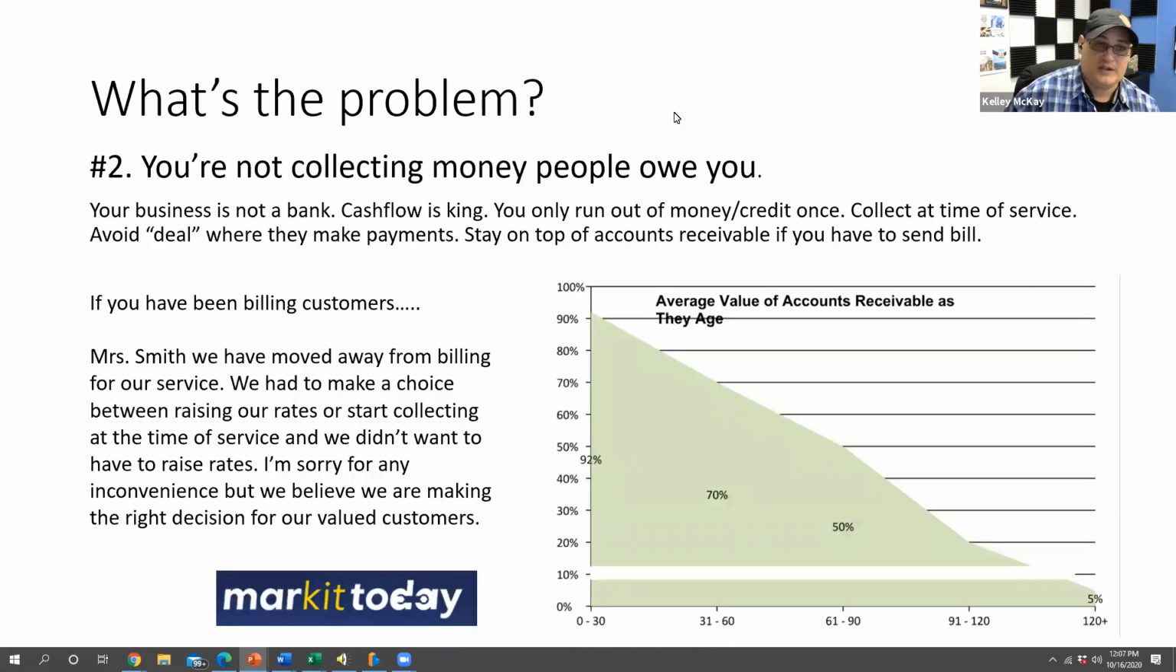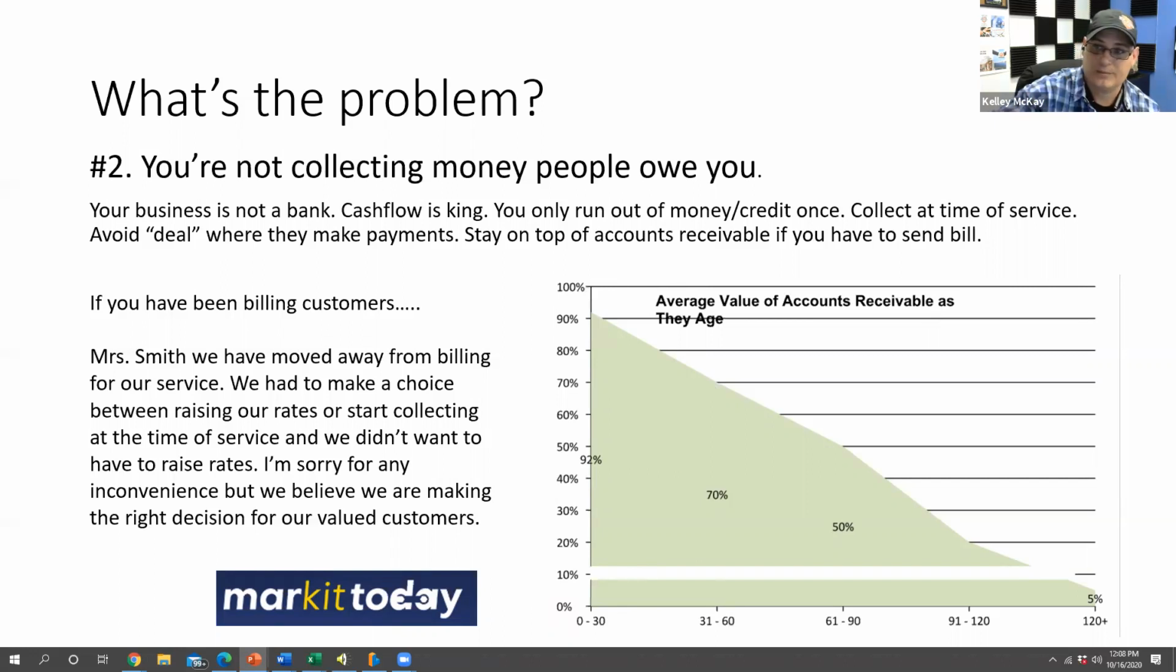What's the problem? Problem number 2 could be that you're not collecting money that people owe you. This little graph right here is the average value of accounts receivable as they age. So 0 to 30 days, if you don't collect right there on the spot, it's automatically worth less than what it was if you would have collected at time of service. After 31 to 60 days, it's worth about 70% of what that total invoice was.